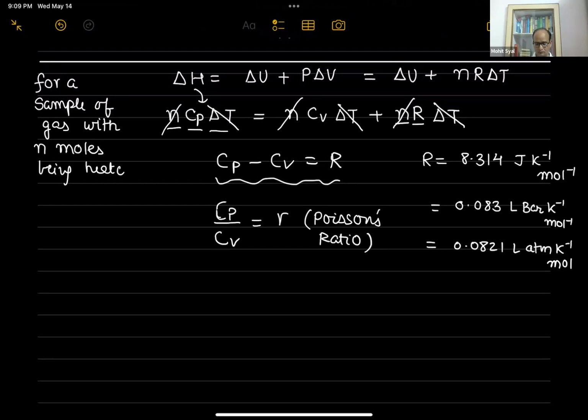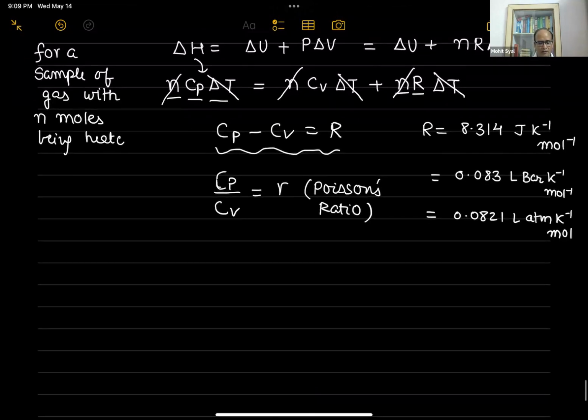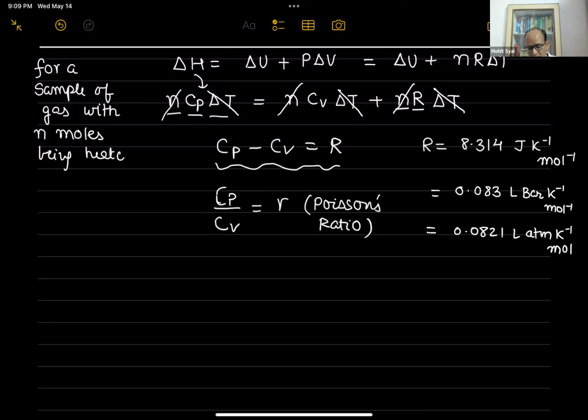Is it clear or not? Yes, sir. This is a constant. Sometimes they give you the value of gamma, otherwise you can find it out. This is not small r, it looks like small r. This is known as gamma, a Greek letter.